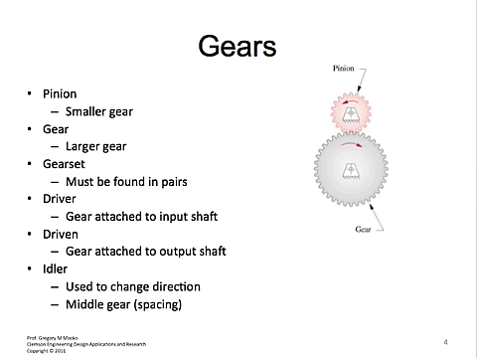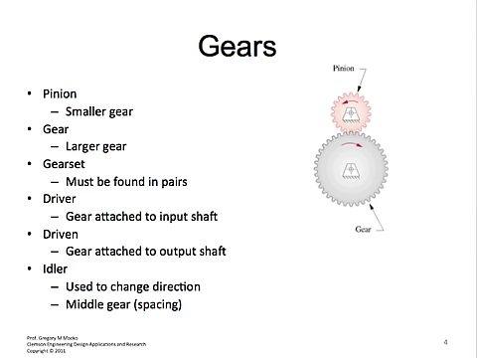We'll talk a little bit about the terminology within a set of gears. So the pinion is typically the smaller gear or the smallest gear within a gear train. A gear is the larger gear within a gear train. And gears are useful when they're found in sets. They'll be found in a minimum of 2, but you can have many different gears within a gear train.